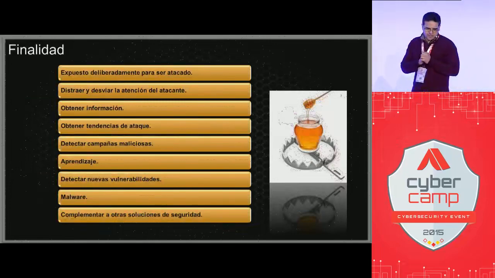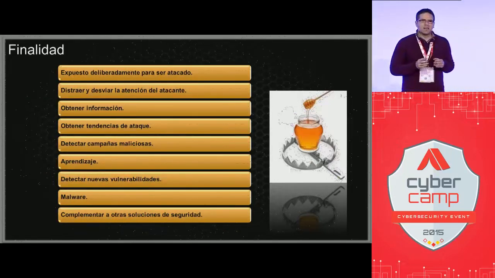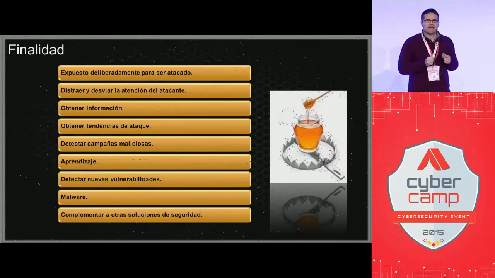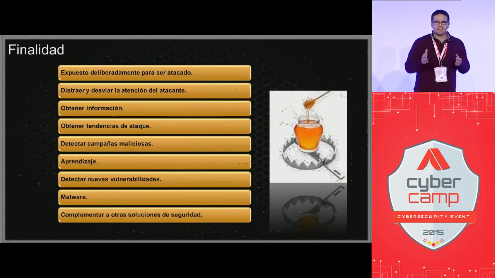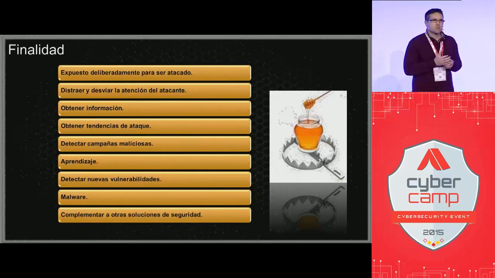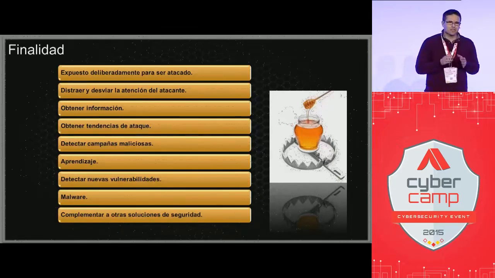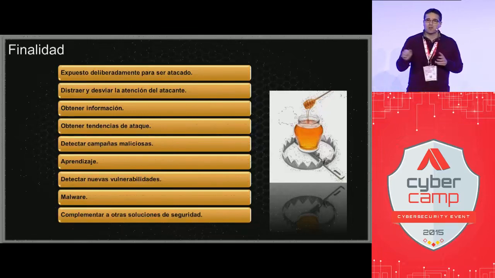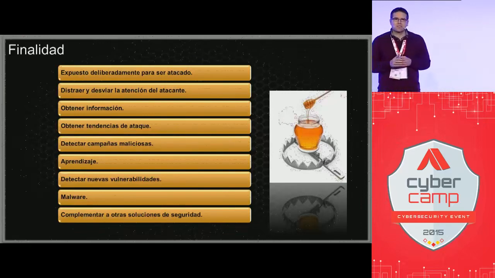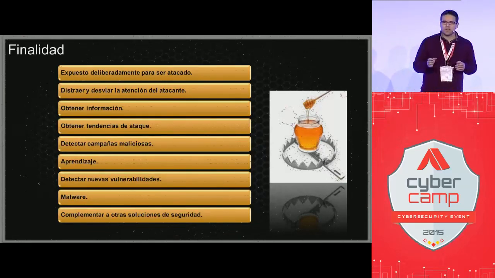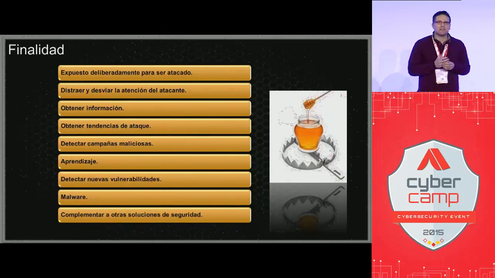So what is the purpose of using these sensors? First of all, we have them there in a deliberate manner. We want to expose it to the attacker. We want to distract the attacker, because as long as the attacker is focusing on our device, they would not focus on other ones. Okay, so we want to get as much information as possible from the attacker. We'll refer to these elements in greater detail later on.